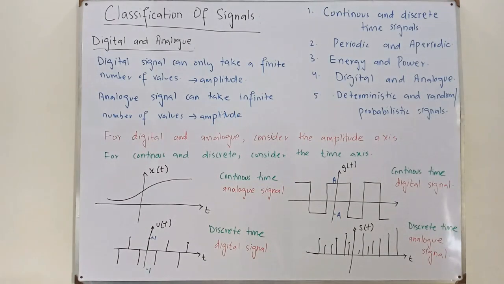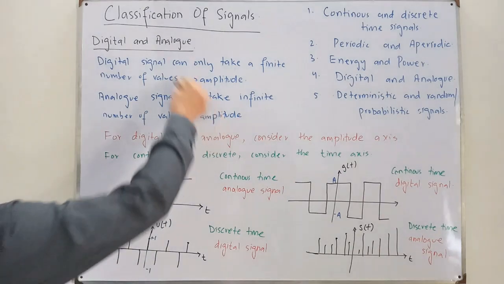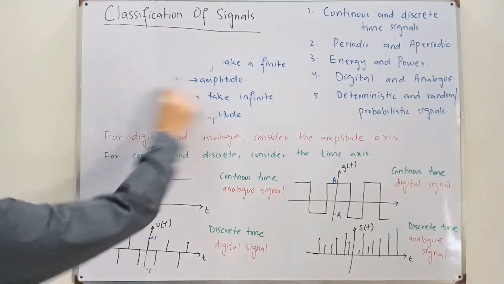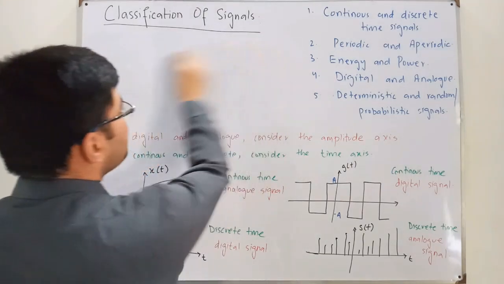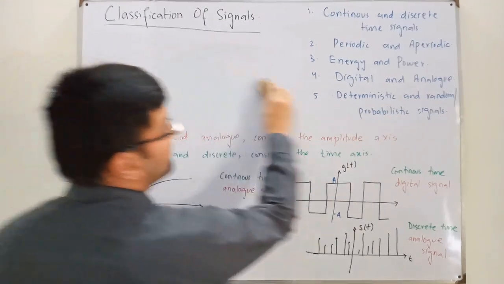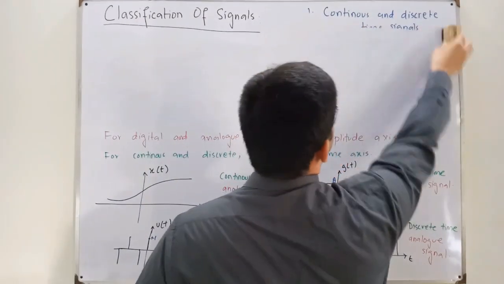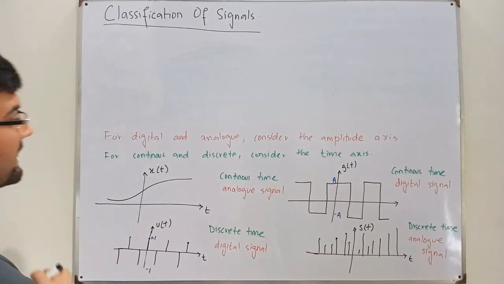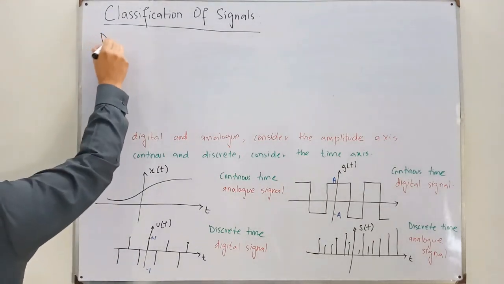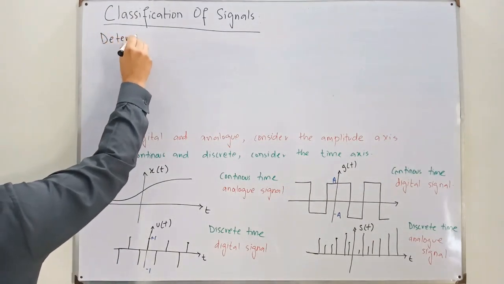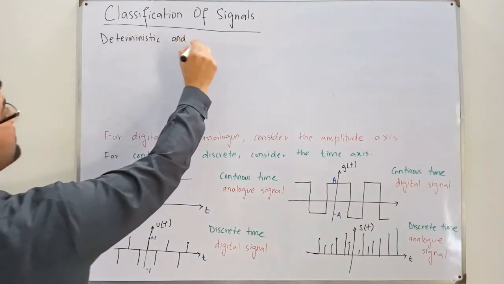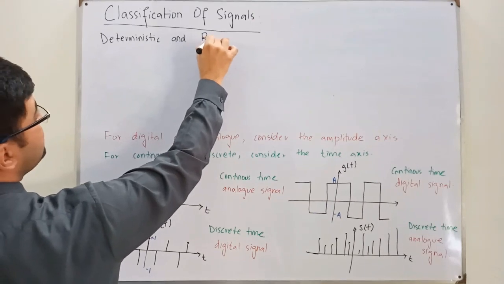The next is an easy one. The next is about deterministic and probabilistic signals. So I will remove this part of it, and this would be enough. Or let's say remove this as well. All right. So the heading I would give is deterministic and probabilistic, or I would say random signal.